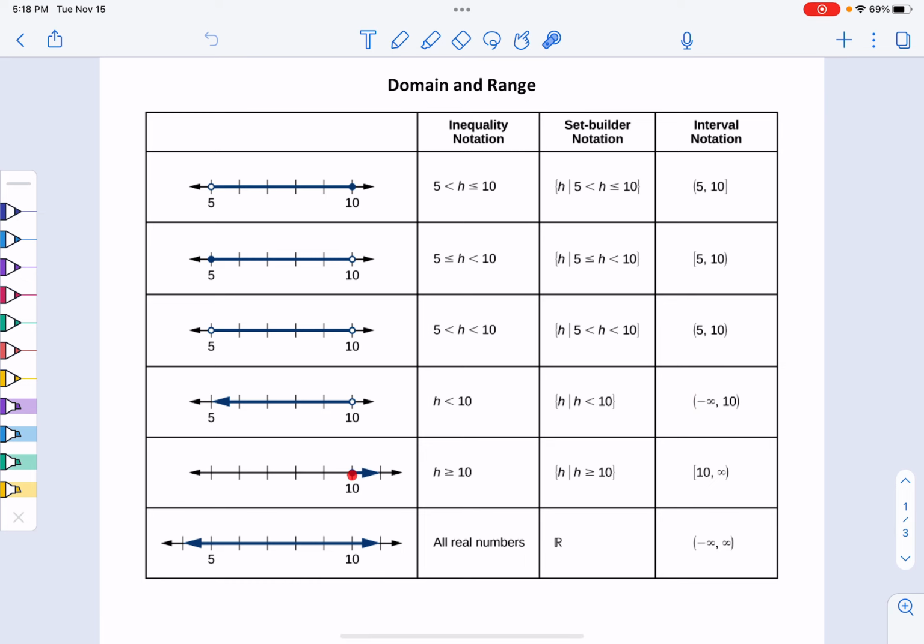Here, for example, we are including 10, but going off to positive infinity. So we have h is greater than or equal to 10. So we have a bracket by 10, and we have a parentheses around infinity. When it's all real numbers, we do negative infinity to infinity. If you are interested in set builder notation, you are welcome to go over this. This is h such that, that's what that line means, such that, and then basically you copy the inequality notation. Set builder notation is important later, but you are not required to learn it right now.